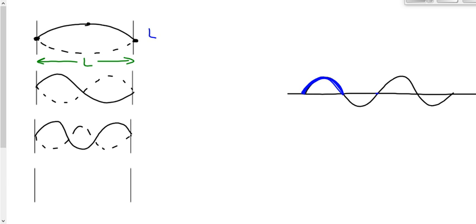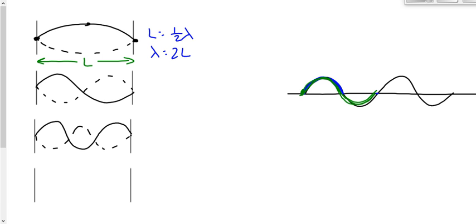We're going to say L is therefore 1/2 of lambda. We're going to rearrange that to solve for lambda, and we get 2 times L. So in other words, the wavelength is twice the length of the string. Now what about the next one? We start right here, and we trace it through to here. How much of a wave is that?